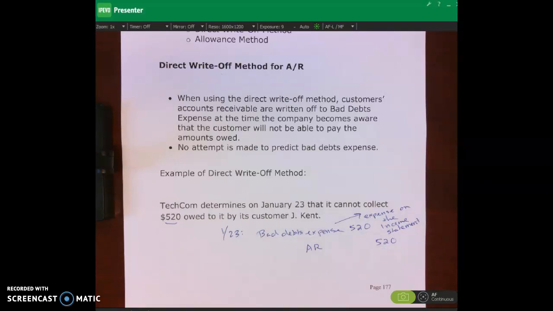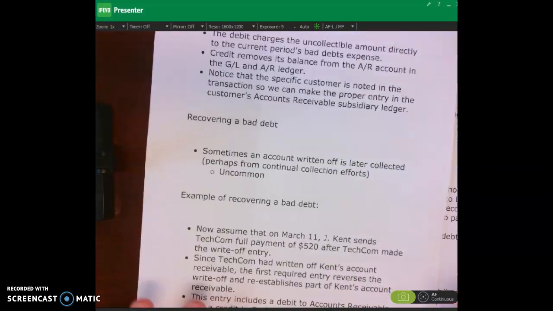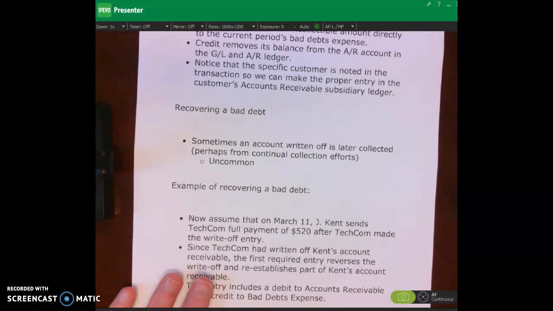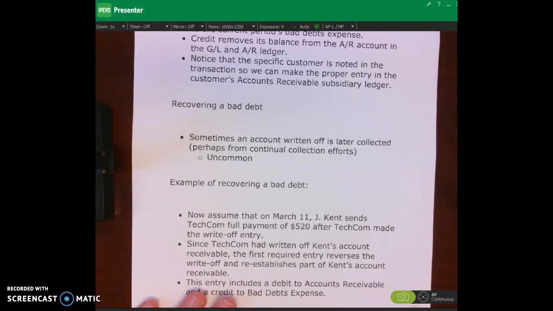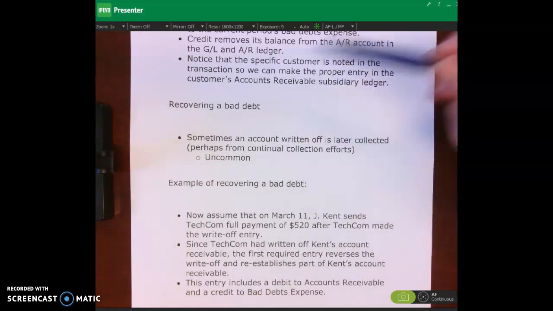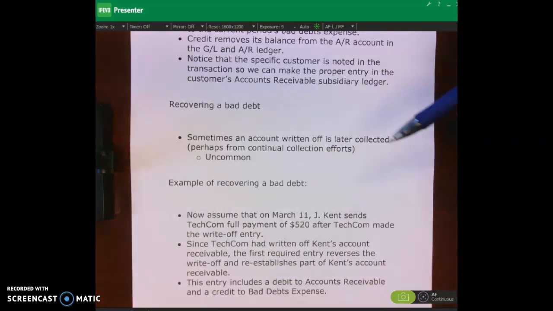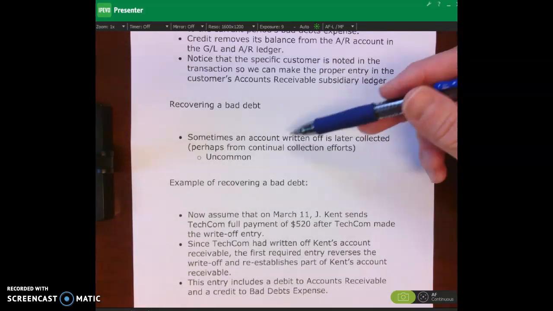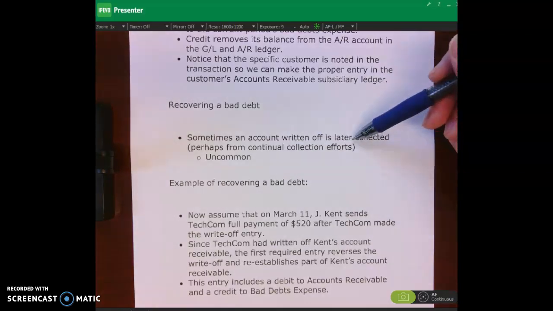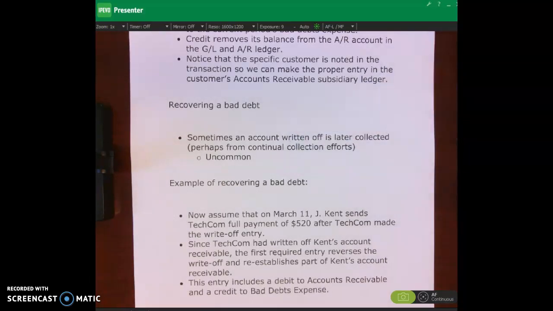Okay? Now, let's look at the situation on the next page where it turns out J. Kent can later pay us. J. Kent can pay us. And that's what we're saying over here with recovering a bad debt. Sometimes an accounts receivable that has been written off is later collected, maybe from continual collection efforts, for example. Could be a little bit uncommon, but it can happen.